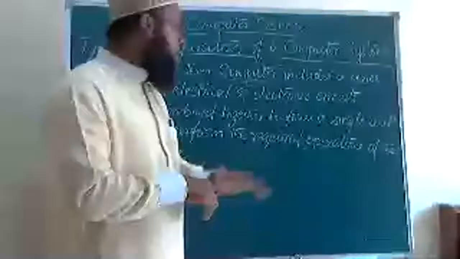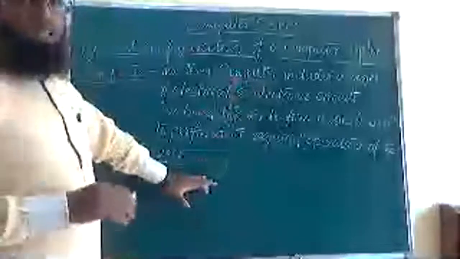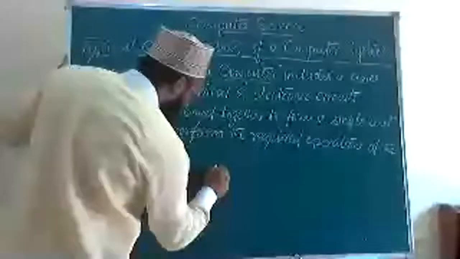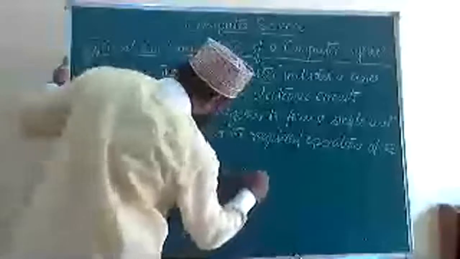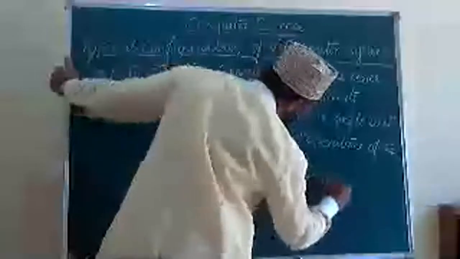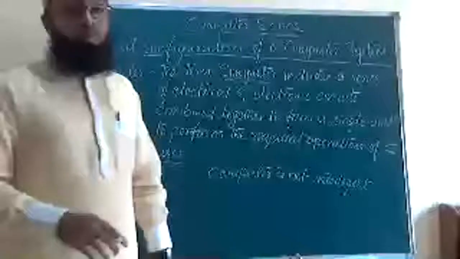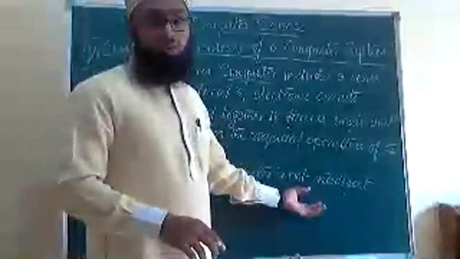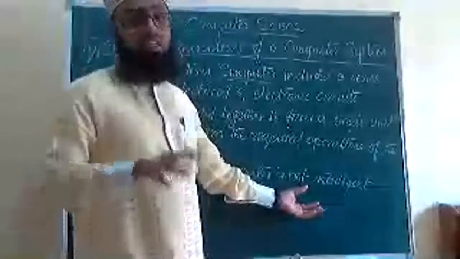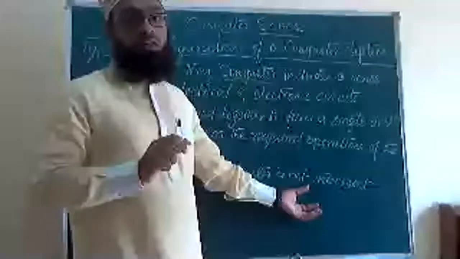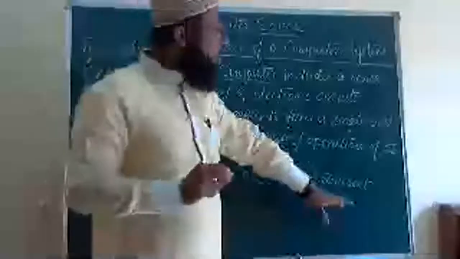Then the next point, after the definition: we can call the computer not intelligent. Computer is not intelligent. You may think everyone says that the computer is intelligent, because it performs a lot of calculations and a lot of operations within a fraction of a second or within seconds. So how can we accept that the computer is not intelligent?